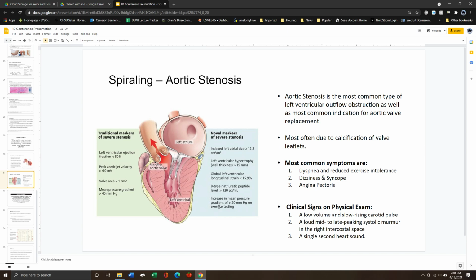On physical exam, clinical signs we'll be looking for are low volume and slow rising carotid pulse when you investigate the carotids, a loud mid to late peak systolic murmur in the right intercostal space, and a single second heart sound. And then this little diagram here just outlines different criteria for the traditional marker of severe stenosis, and then novel markers for severe systemic stenosis.